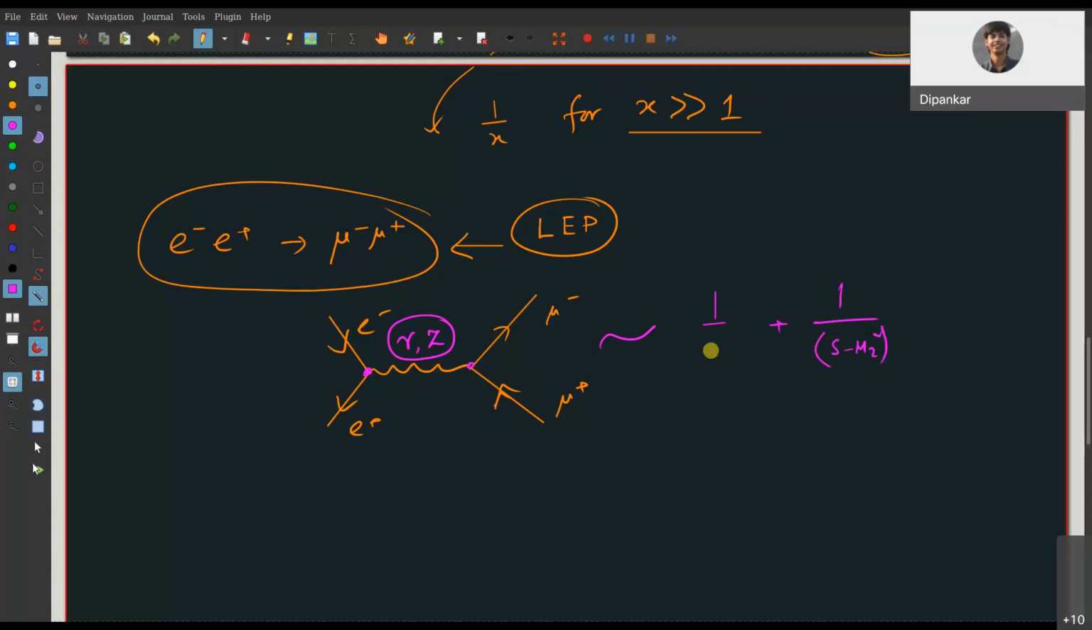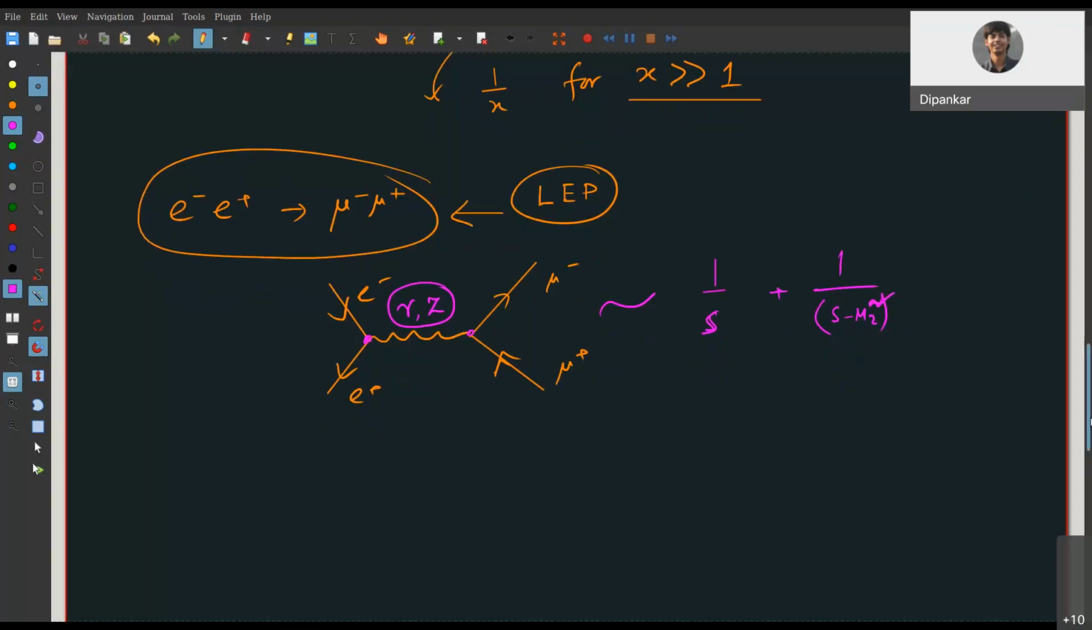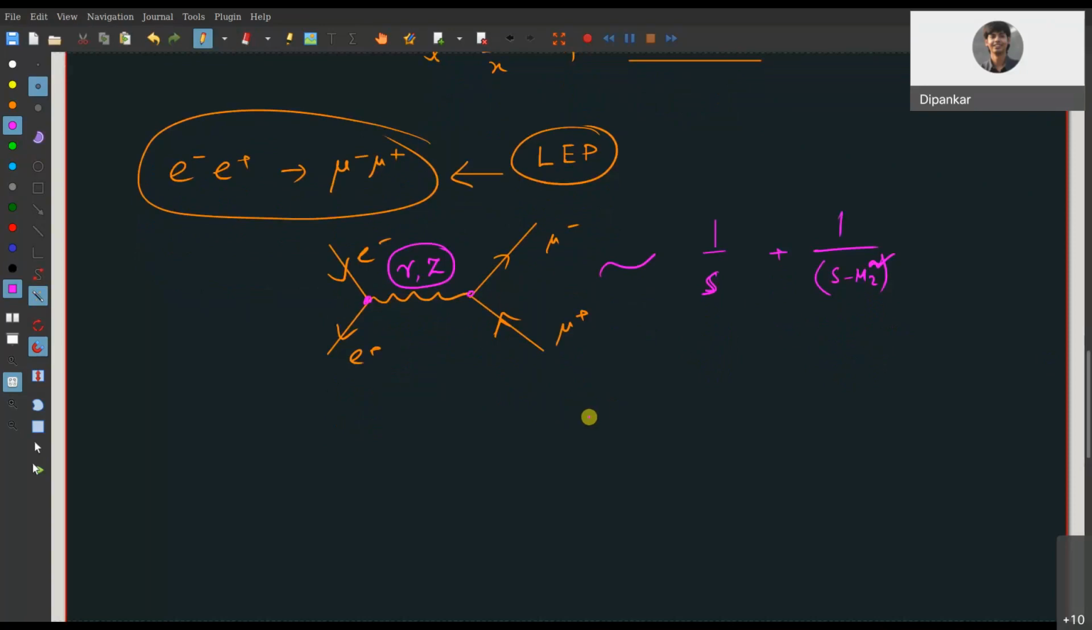So I put it this way: this is 1 over S, and there is 1 over S minus mz square. I'm being very sketchy here. You should complete the calculation, at least those who know quantum field theory.